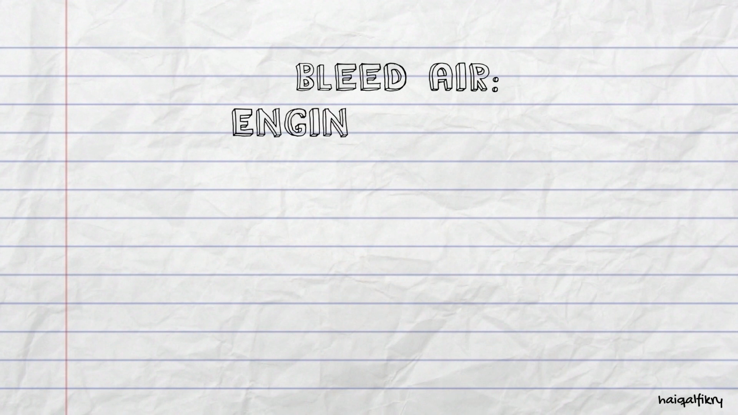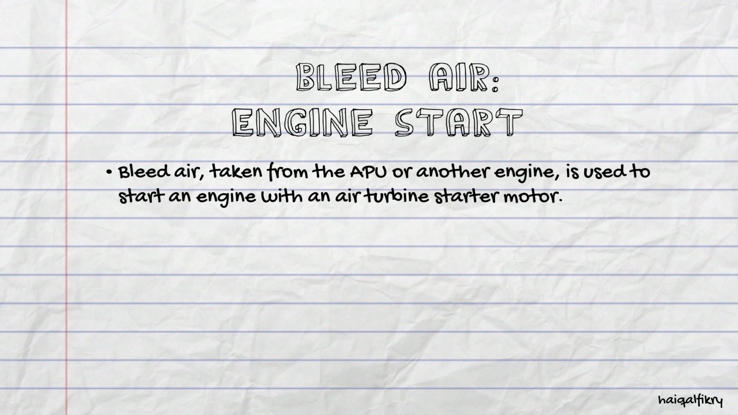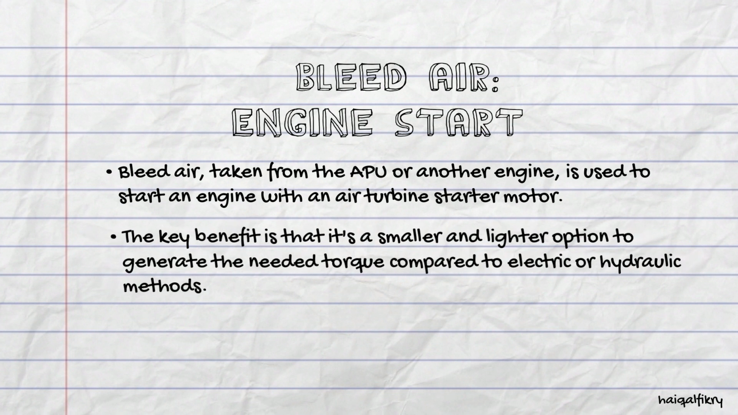Now, we will look into the use of bleed air in the engine starter motor of an aircraft. Bleed air, extracted from either the auxiliary power unit, APU, or another operating engine, is used to power an air turbine starter motor to start the engine. The primary advantage of an air turbine starter is that a given amount of torque can be produced by a smaller and lighter unit than would be the case if it was electrically or hydraulically powered.